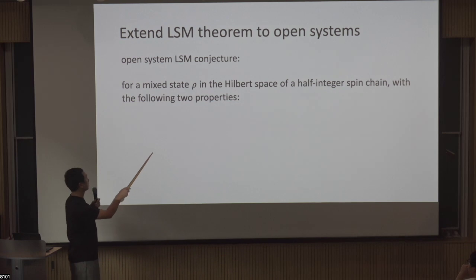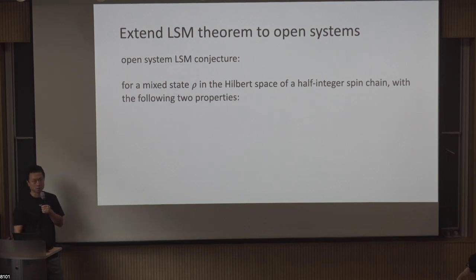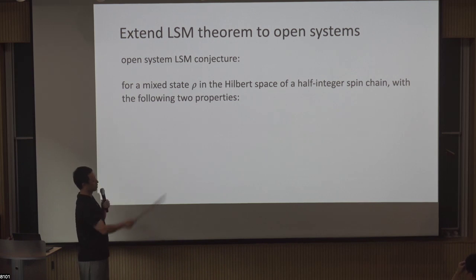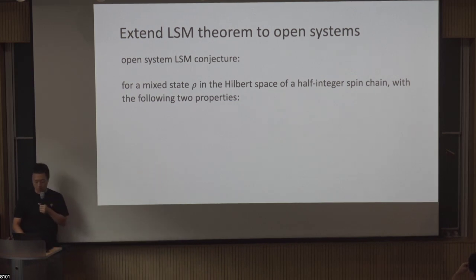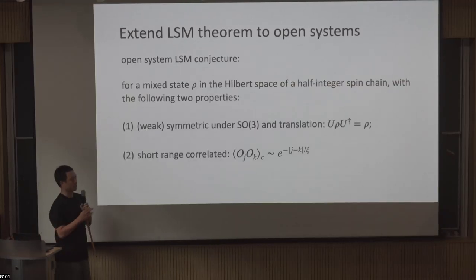So we still use the Hilbert space of the half-integer spin chain. The local Hilbert space is, say, a projective representation of SO(3). For simplicity, let's always assume spin-1/2 in this talk. And we impose the following two properties. The first one is just a symmetry, just like before.